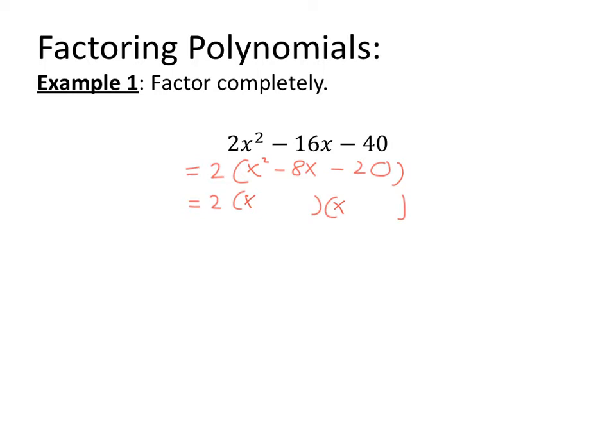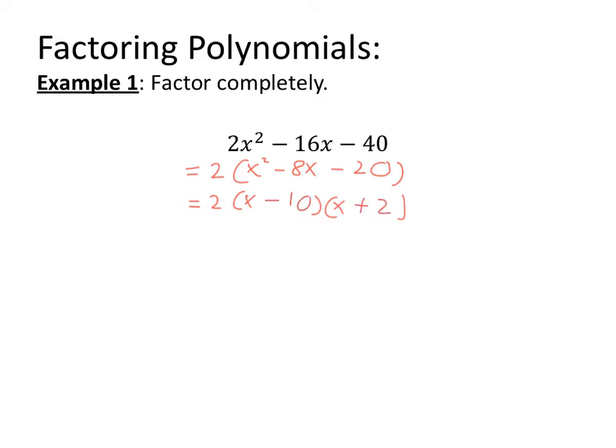And then I think to myself, okay, well, what times what equals negative 20? There's 4 and 5. One of those would have to be negative. There's 2 and 10. And 2 and 10, if you think about it, are really close to 8. If we had a negative 10 and a positive 2, that would add up to negative 8. So I'm going to have a negative 10 and a positive 2.